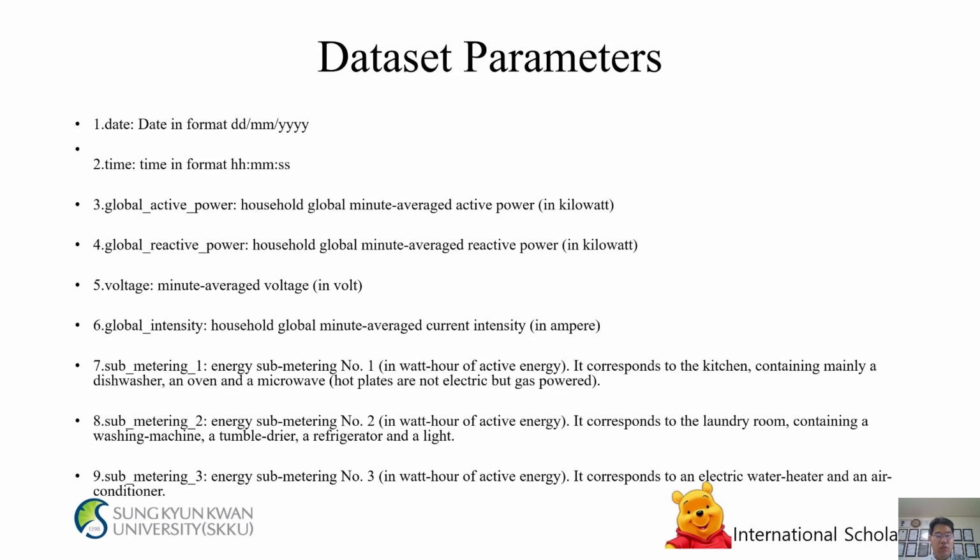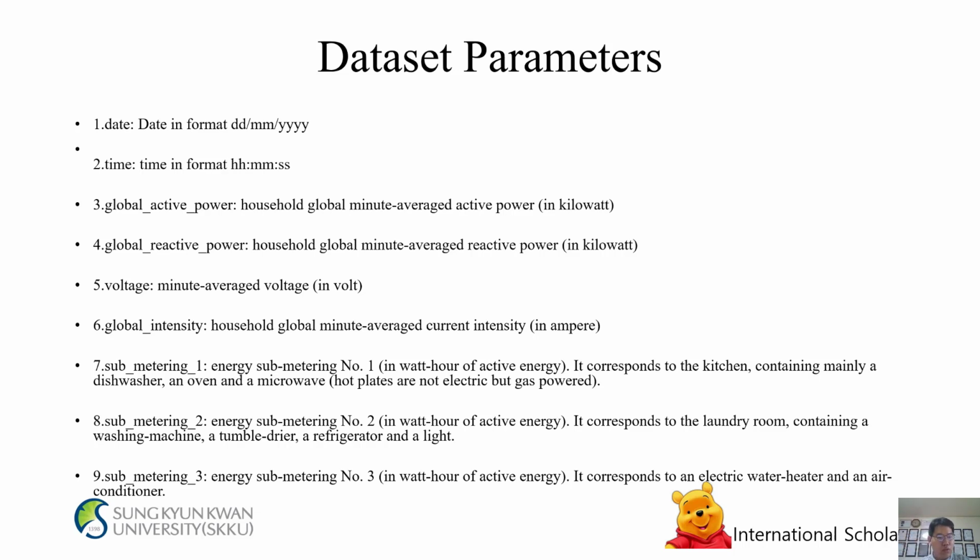Number 1, date. Date in format day, month, year. Number 2, time. Time in format hour, minutes, second. Number 3, global active power. Household global minute average active power in kilowatt. Number 4, global reactive power. Household global minute average reactive power in kilowatt. Number 5, voltage. Minute average voltage in volt. Number 6, global intensity. Household global minute average current intensity in ampere.